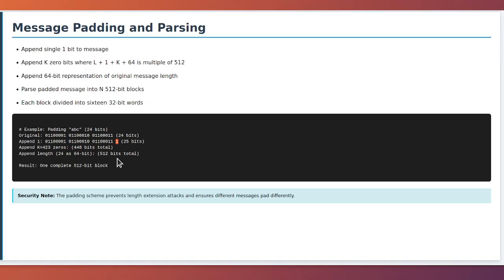Once the message is padded, we parse it into n 512-bit blocks, M1 through Mn. Each block is then further divided into 16 32-bit words, M0 through M15, for processing. The parsing is straightforward, just splitting the bits, but the padding is where the clever design ensures security.